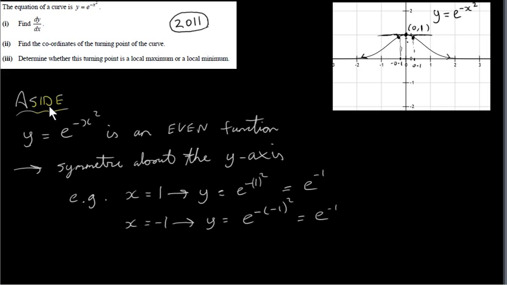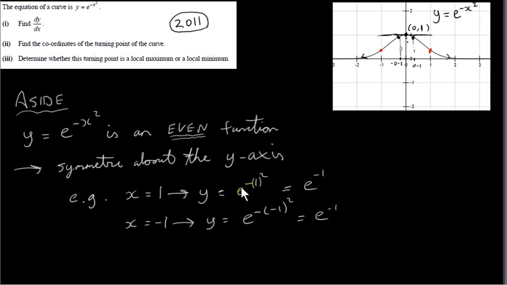As an aside, I'll just mention that y equals e to the minus x squared is called an even function. By an even function, I mean that it is symmetric about the y-axis. Okay, so if you take the value of y at, say, x equals 1, and the value of y at x equals minus 1, you'll get the same values.